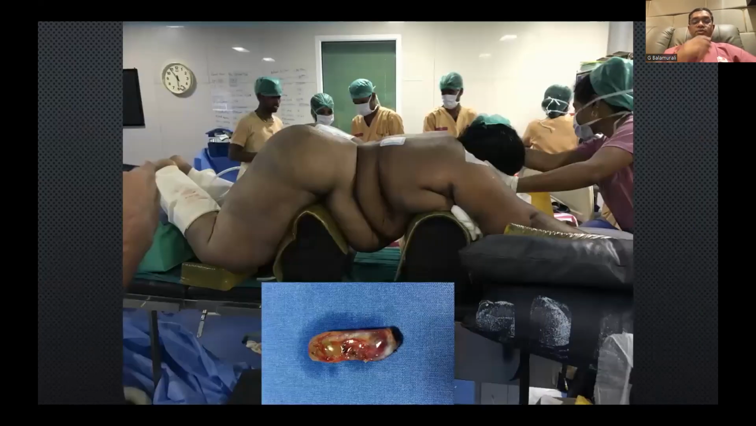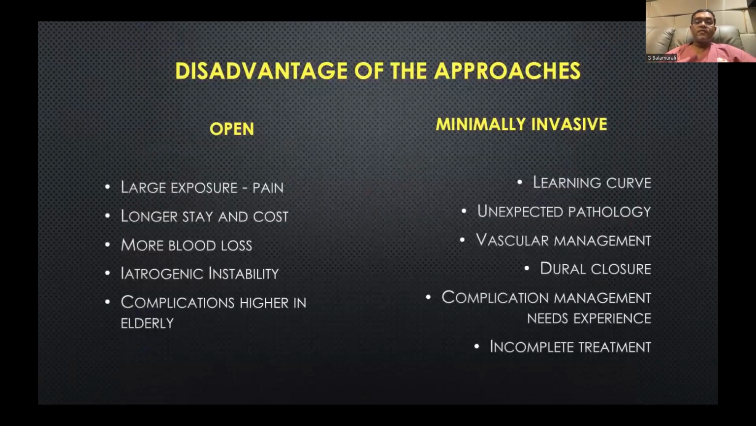Imagine, though it was only a 2-level schwannoma, operating in such a heavy patient would involve a large incision, whereas we removed this through a very, very small tubular retractor.